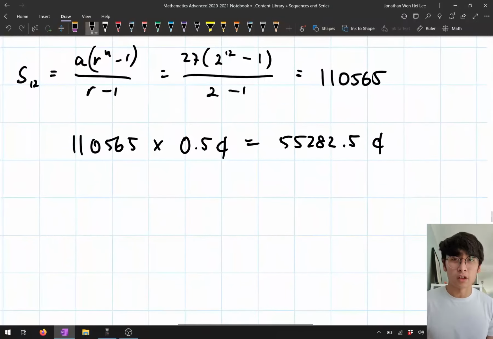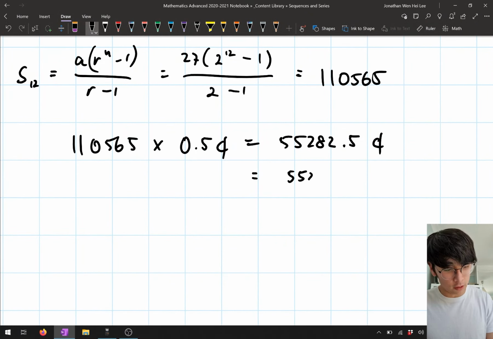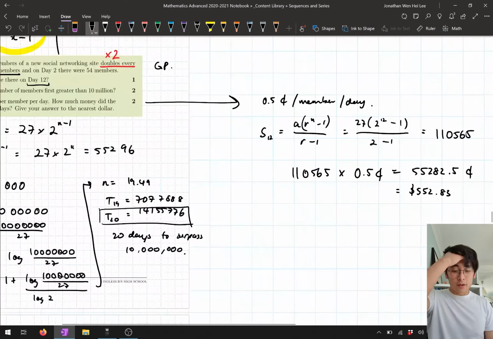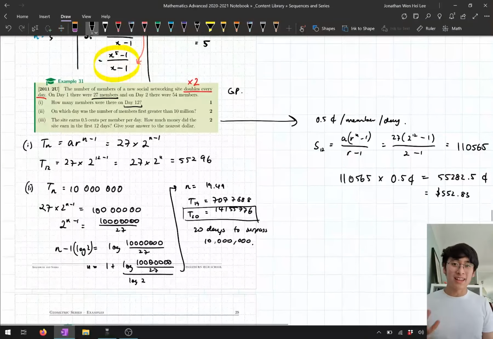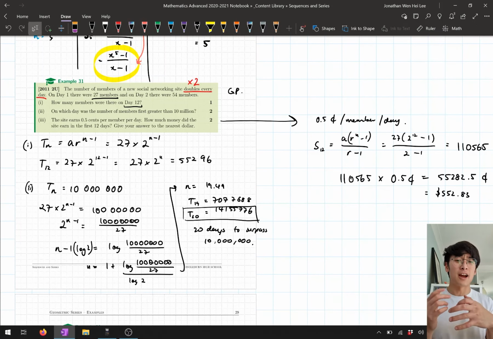Okay, great. But if you have a look at the question, we want it to the nearest dollar. How do we convert it from cents to dollars? We just need to divide this answer by 100. So we're going to divide this by 100, and we're left with $552.83. So that's how we can answer this question. This is once again one of those questions where we need to be careful. Is it asking me to find the particular term in our sequence, or is it actually asking me to find the total sum altogether?